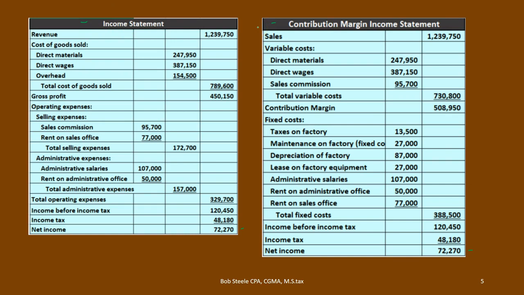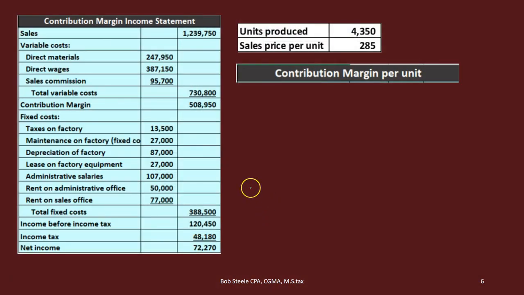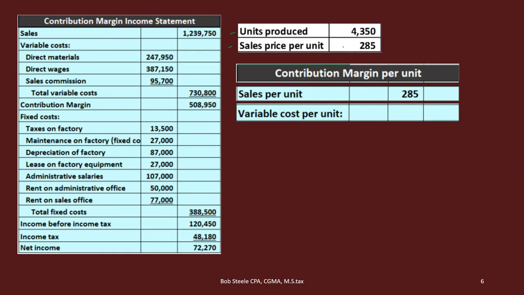If we start to assume that we're going to produce more or less, we know that everything up here is going to change at a standard rate. And we know that everything down here to a certain level is not going to change at all. It doesn't matter how much stuff we produce, and that makes it a lot easier for us to start making projections. So if we take a look at, for example, the contribution margin per unit, we would have the sales per unit, so the sales per unit being this 285, and then we would have the variable cost per unit.